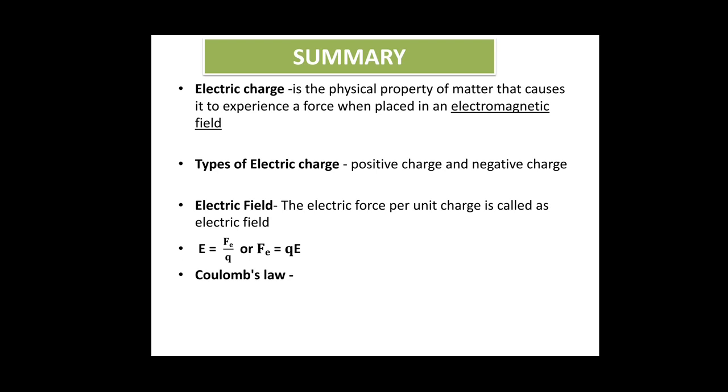And last one, our important topic is Coulomb's law. According to Coulomb's law, the electrostatic force of attraction or repulsion is directly proportional to the mod of the two charges and inversely proportional to the square of distance between them. Now we get the last equation, that is F is equal to 1 upon 4 pi epsilon naught into mod Q1 Q2 upon r square.